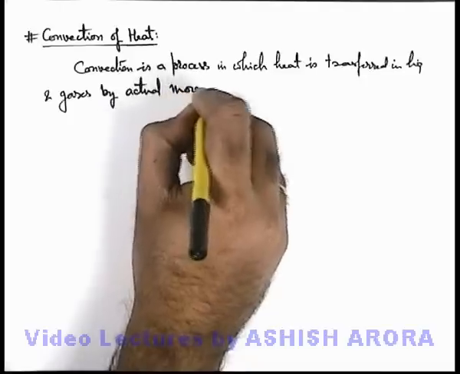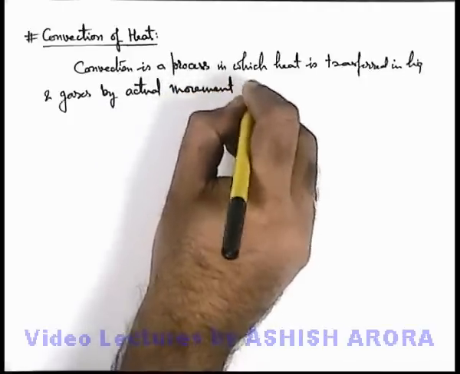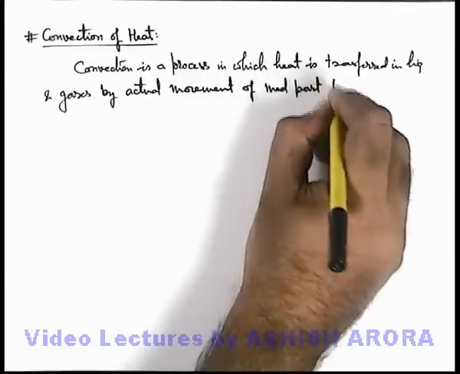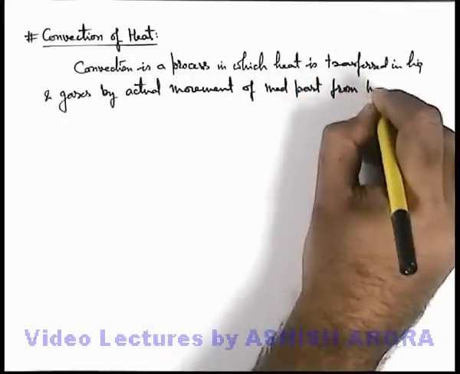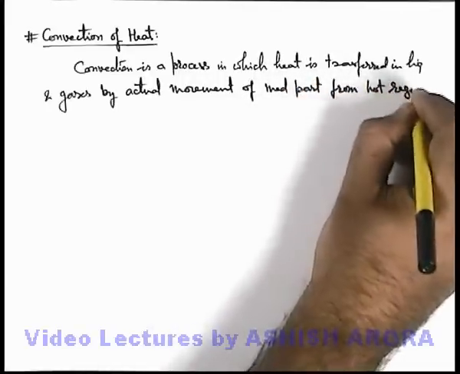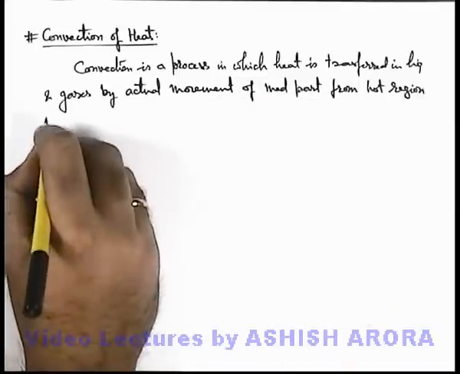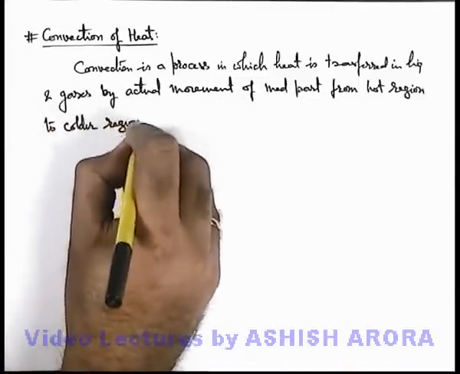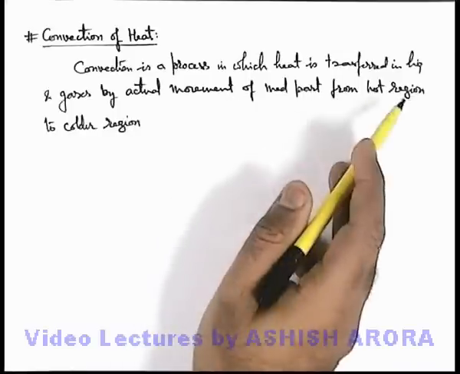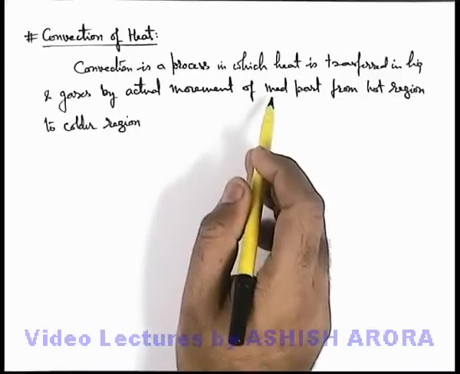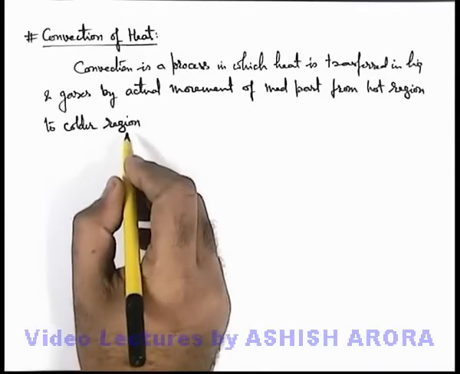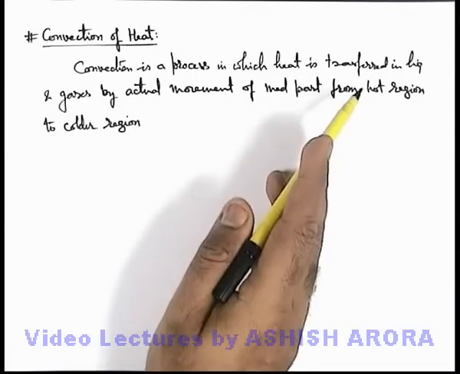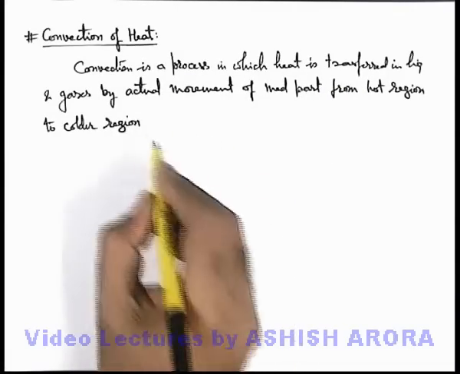actual movement of medium particles from hot region to colder regions. When medium particles from hot regions which are at high temperature travel to the colder region and supply heat, this is the way by which transfer of heat takes place, known as convection of heat.